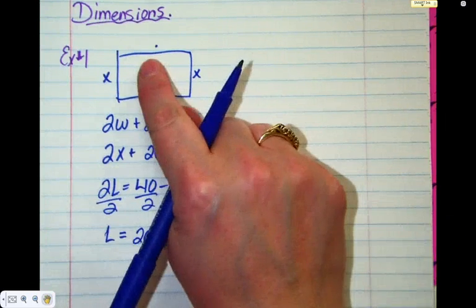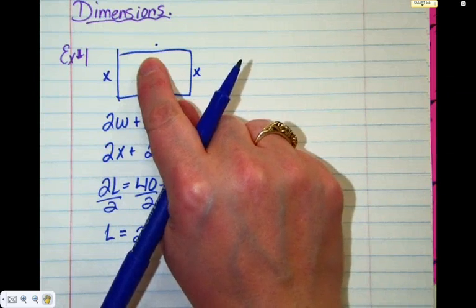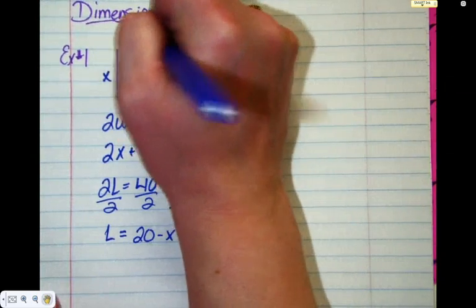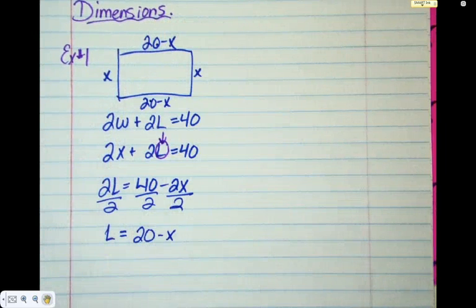So instead of calling this L or calling it Y or calling it another variable, all I'm going to do is call it that expression, which is 20 minus x. The reason I've done that is because I only have one variable to deal with. I don't have an x and a y, I just have an x now. Still with me?